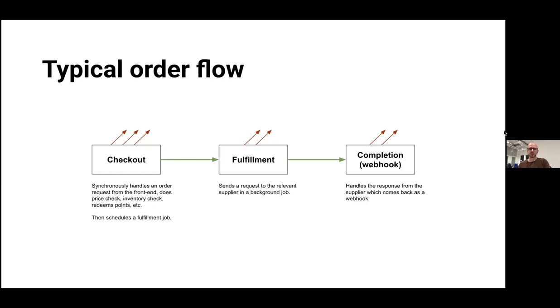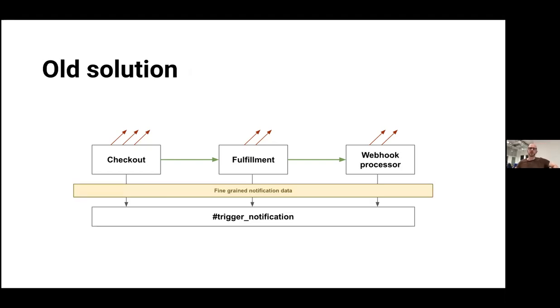All right, this is how it used to work. This is where we call a trigger notification directly, and the part of the code that prepares notification data sits inside these services. So the checkout service has 25% of its code dedicated to crunching this data. Fulfillment has 40%. Webhook processor has 35%.